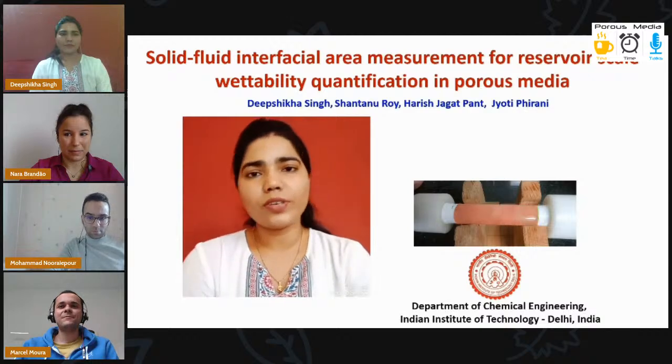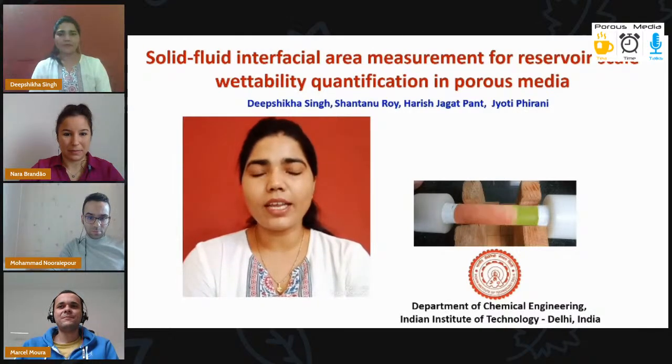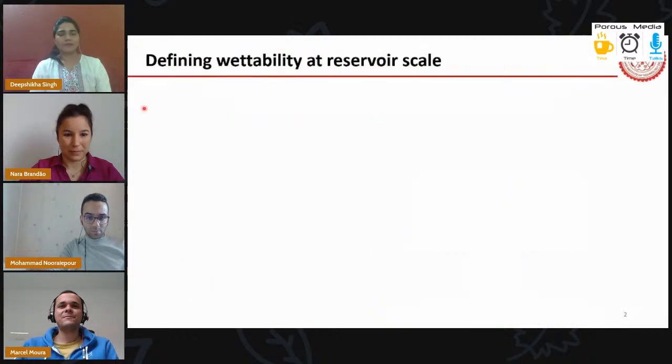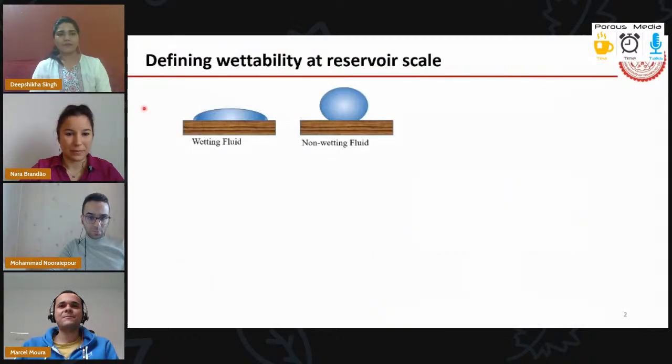Before discussing reservoir scale wettability, I would like to tell what wettability is. In general, wettability is defined as the ability of a fluid to adhere to a solid surface. If the fluid is more wetting for a surface, it will try to occupy more surface on the solid. And if the same volume of the fluid is non-wetting for a surface, then it will occupy less surface on the solid. So the next question that comes to mind is, how do we quantify wettability?